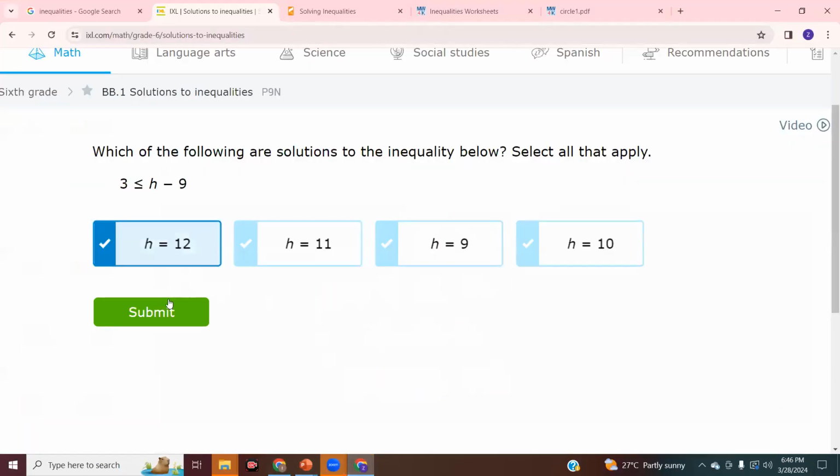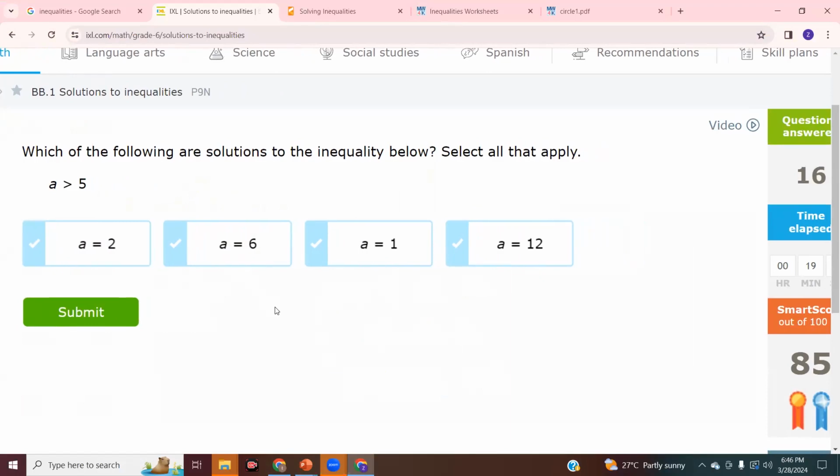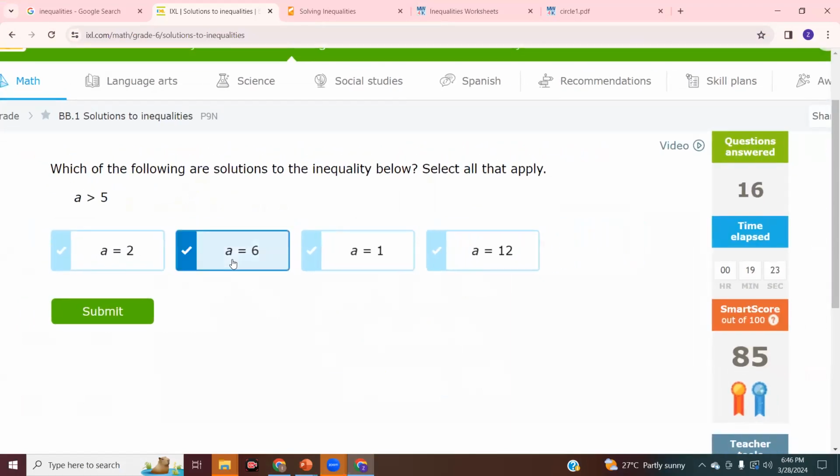So the answer is h is equal to 12. Next up, we have a is greater than 5. Which numbers will work for a is greater than 5? Which one is the solution? 6? What else? A is greater than 12. 6 and what else? 6 and 12. Anything else? No, just those two.